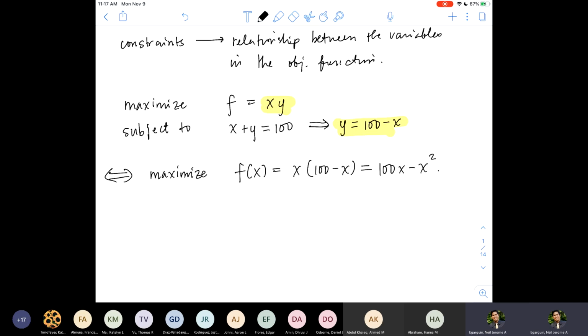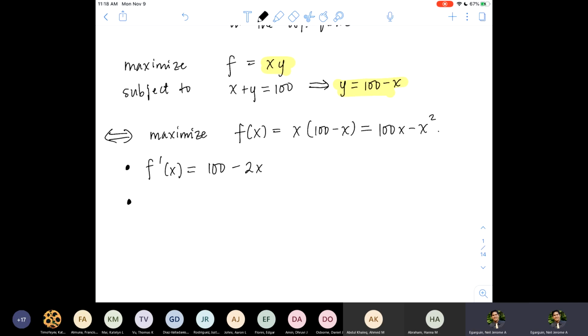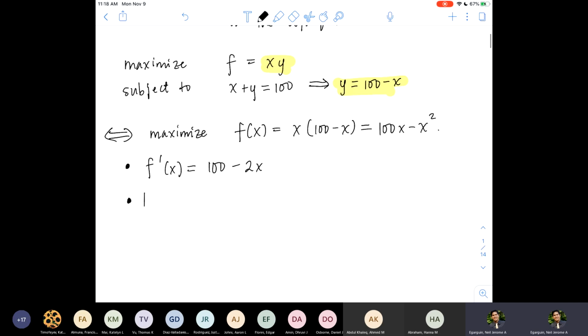Now, what we need to do would be to apply the tools that we learned from chapter 3 on how to get the maximum of a function f, right? Remember, the first step is to find f prime, right? F prime of x is 100 minus 2x, okay? And we do that in preparation for the second step. If you remember, the second step is to find the critical numbers, right?